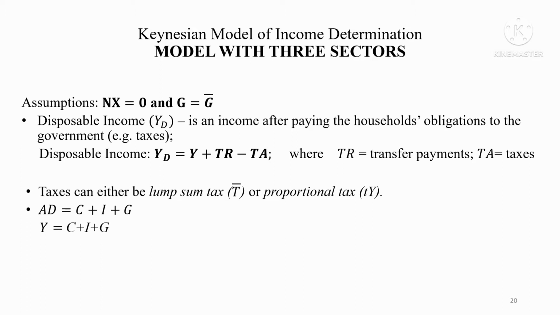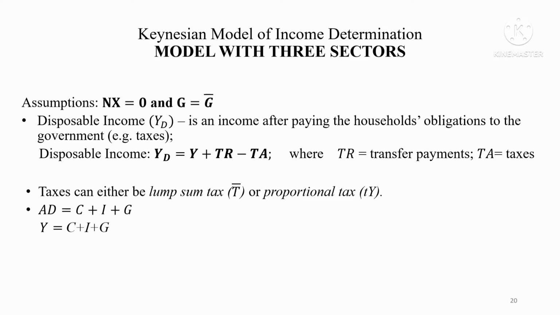or YD is equal to Y plus transfer payments minus taxes. Transfer payments are programs from the government that can be added to the income of the household. For example, in the Philippines, we have the conditional cash transfers, commonly called the 4Ps program. Another example is the pensions that the elderly receive, or the unemployment benefits.